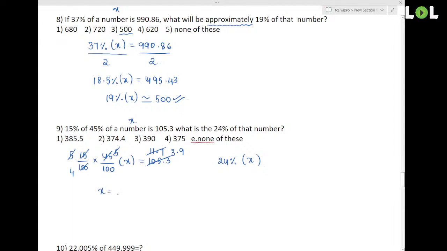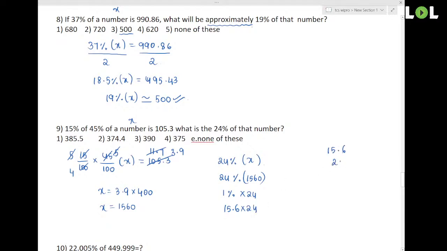X is equal to 3.9 into 400. So that will give me 1560. So this is x value, but what do I want? I want 24% of 1560. So 24%, how do I calculate this? 1% into 24. What is 1%? I taught you yesterday. If you want to calculate 1%, divide the number with 100. So 1560 by 100 is how much? 15.6. So if I multiply with 15.6, I'll get my answer.